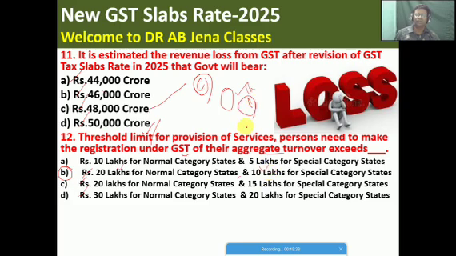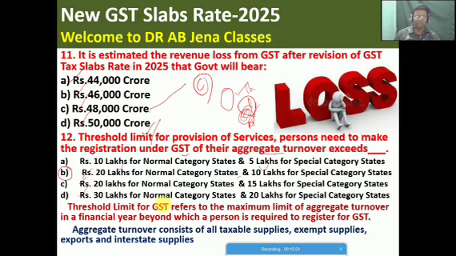In India there are two categories of states: normal category states and special category states. This will be very useful in competitive exams. Friends, what is a threshold limit? The threshold limit for GST refers to the maximum limit of aggregate turnover, that is, the turnover from selling in a financial year beyond which a person is required to register for GST. What is aggregate turnover? Aggregate turnover consists of all taxable supplies, exempt supplies, exports and interstate supplies. Now it is clear what is meant by threshold limit and aggregate turnover.